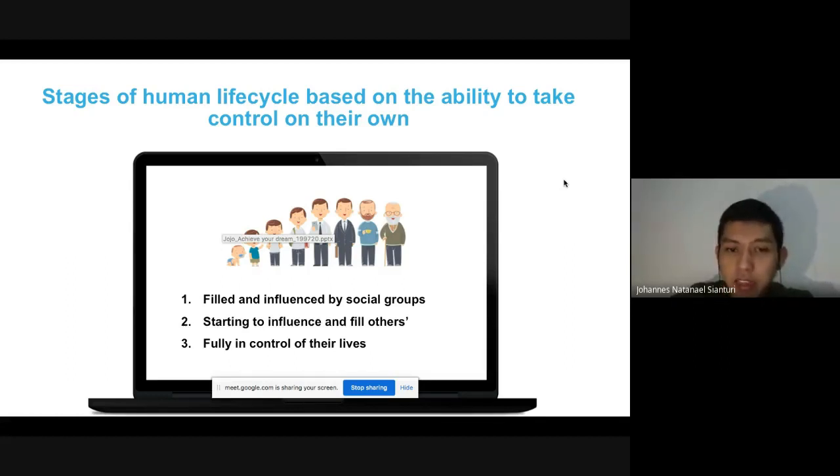Okay, and then the third phase, or the third stage here, is the stage when we actually have full control of our life. I mean, we have the resources because we already work, we have the money, so we can actually decide what we want to be and what we want to do in life. So basically, this slide is the only thing that I would like to talk to you guys about this evening using this platform.